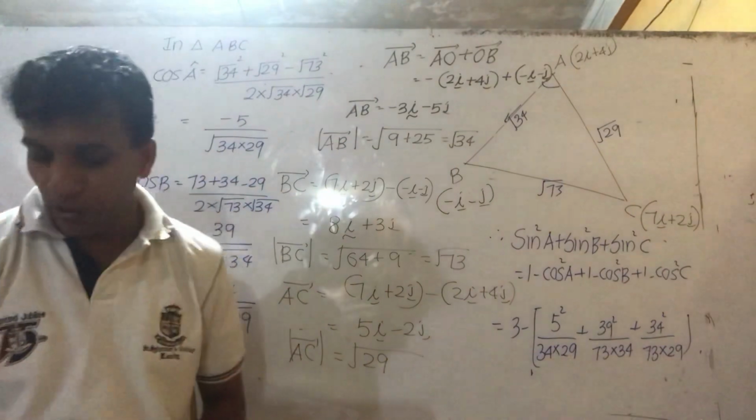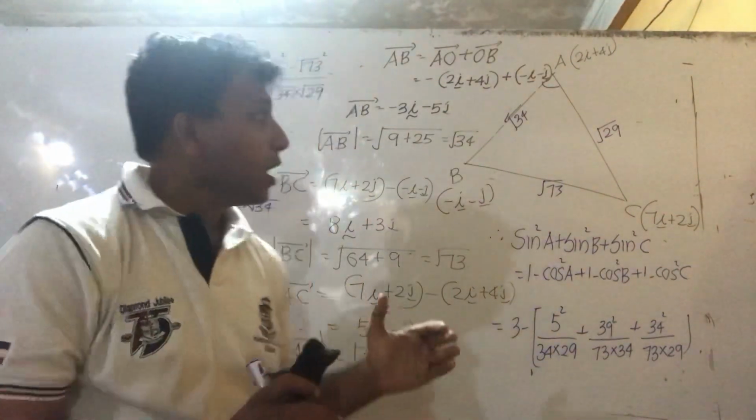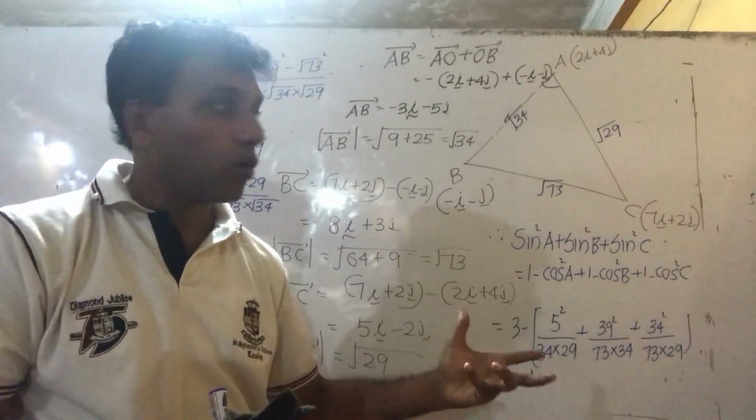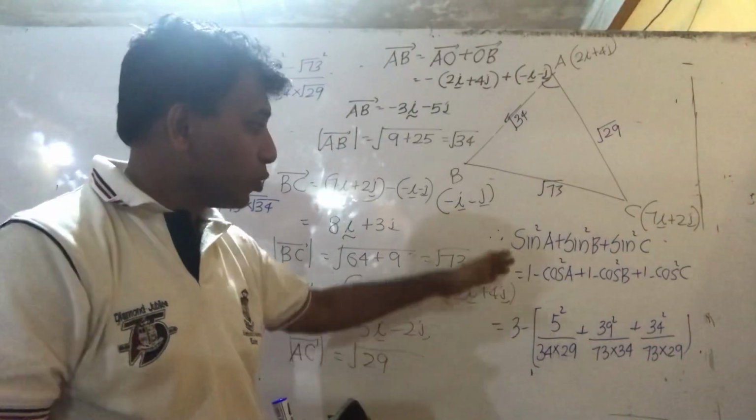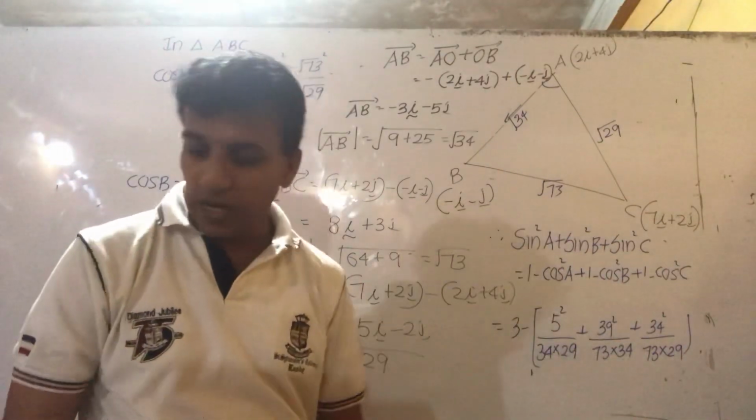This is question 5. It's a small part of the vector idea: how to find the length of a line segment, how to use the cos rule or dot product, how to write the sine terms in terms of cos, and collecting the answer, okay?